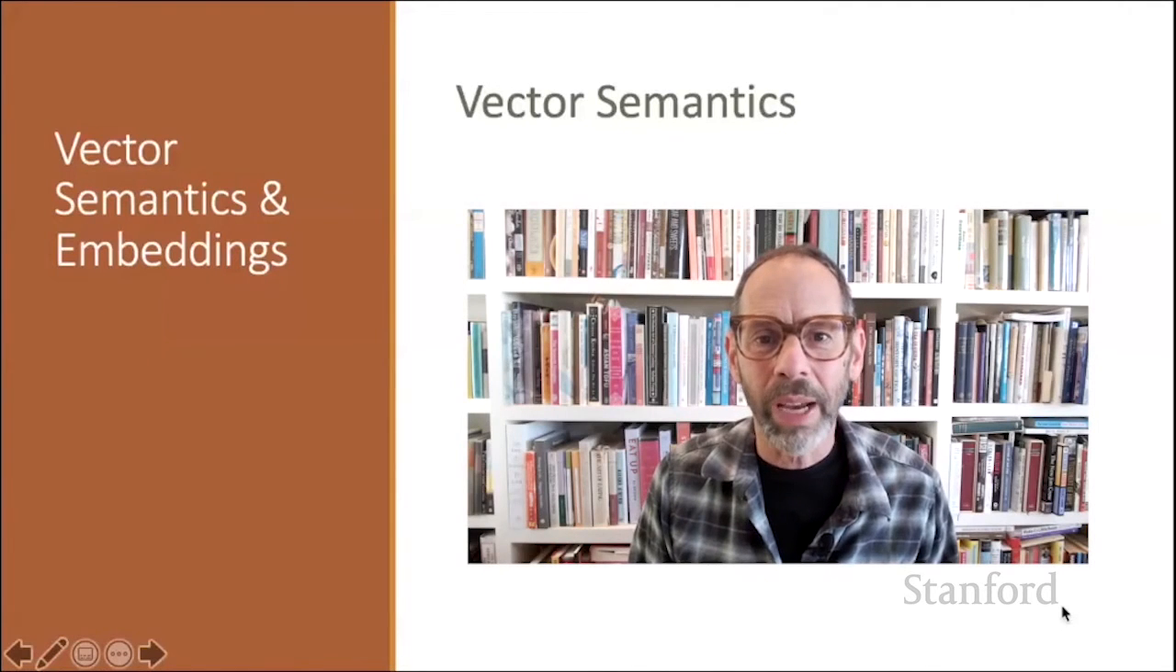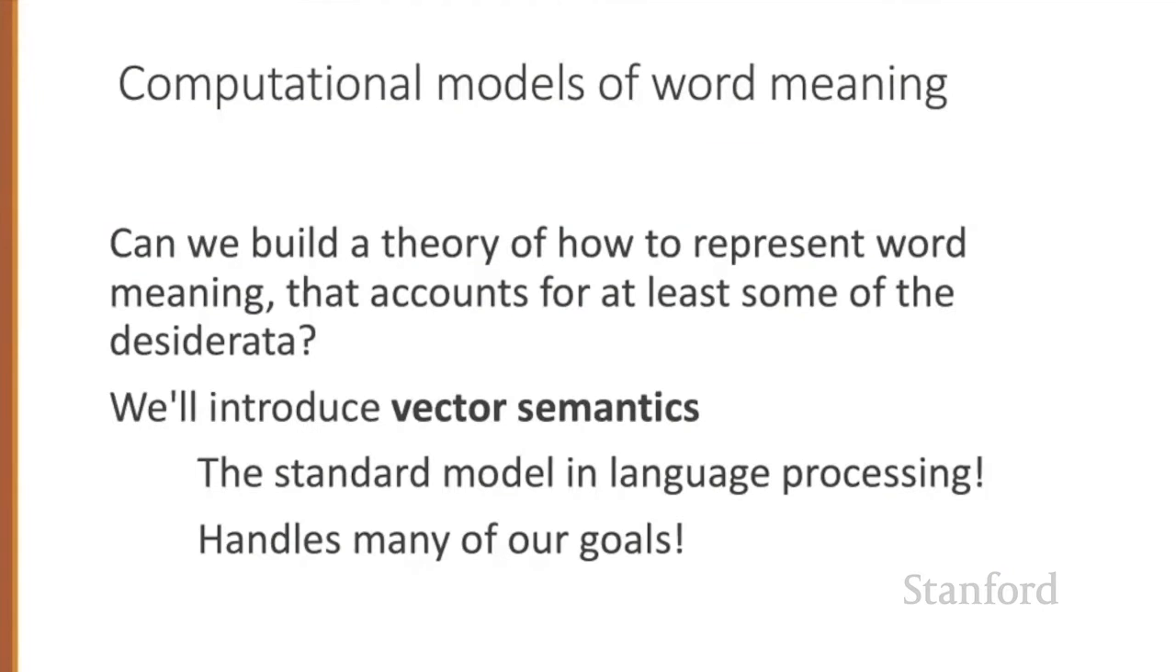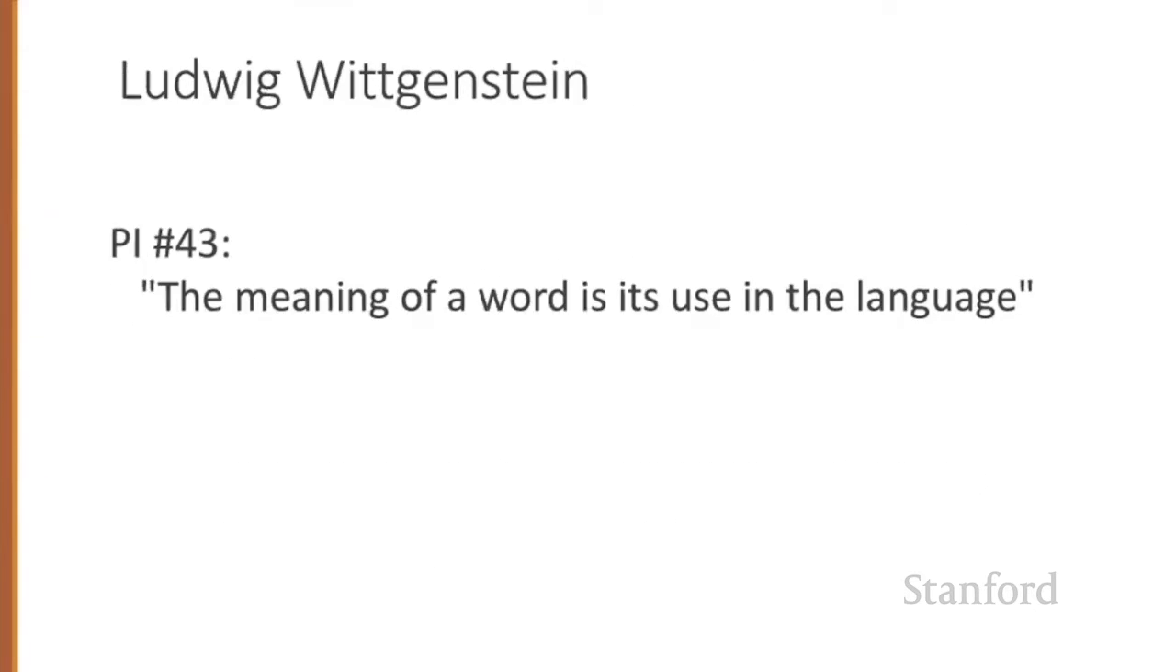Here we introduce vector semantics, the standard way to represent meaning in language processing. Vector semantics is the standard way to represent word meaning in NLP, helping us model many of the aspects of word meaning we saw in the previous section.